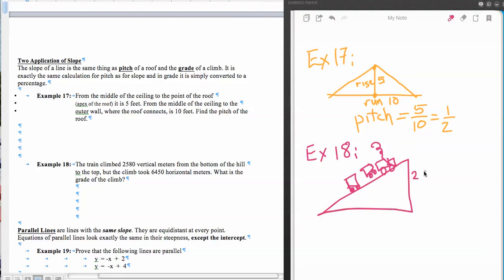It climbs vertically 2,580 meters, and its horizontal distance is 6,450 meters. So again we have a rise here over a run here. What we have this time is something called grade, which again is just a slope. The grade we usually give in terms of percentages, so a lot of times you'll see these not just written as a ratio, but as a percentage, and we'll talk about that more.